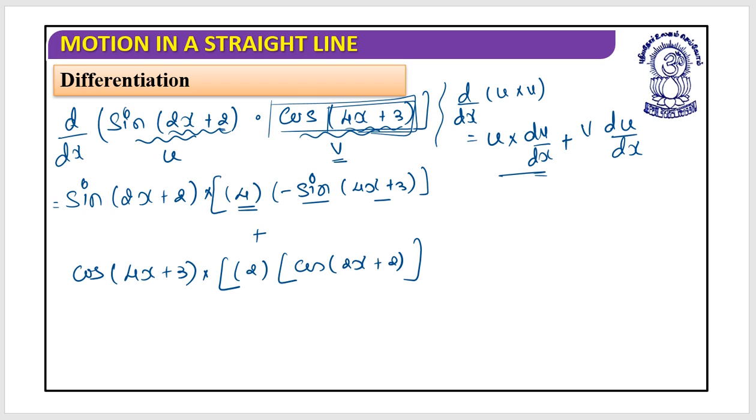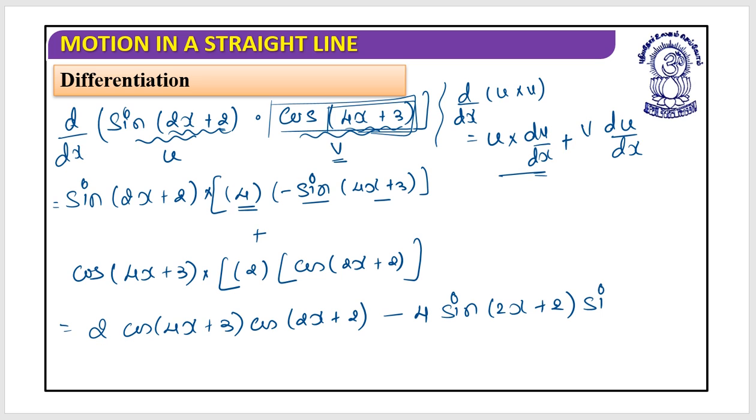So this would be your final answer. For simplification you can write it as 2 into cos of 4x plus 3 into cos of 2x plus 2 minus 4 into sine of 2x plus 2 multiplied by sine of 4x plus 3. This would be the answer. Yes, easier. Okay, let's look at the next question.